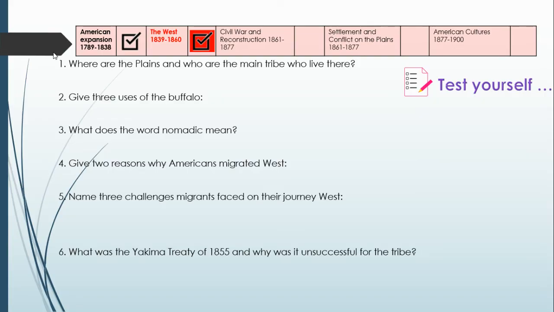So number 1, where are the plains and who are the main tribe who live there? Or certainly the main tribe that you need to know for the exam. So the plains is the area between the Rocky Mountains and the Mississippi River, and the main tribe that you need to know for the exam are the Lakota Sioux.